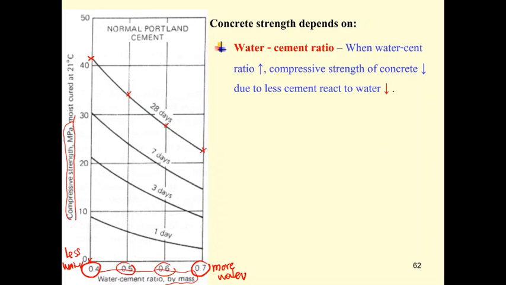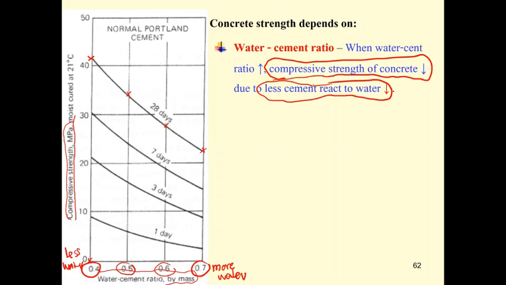What happens is, when there is too much water, there is less cement. When there is less cement and too much water, the compressive strength of the concrete drops, because there is not enough Portland cement to have the hydration process. That means there is less hydration, and the compressive strength of the concrete drops due to less cement reacting with the water. And it also happens for the other days.